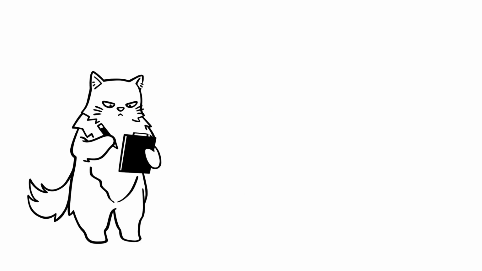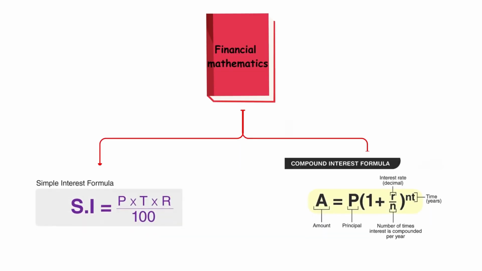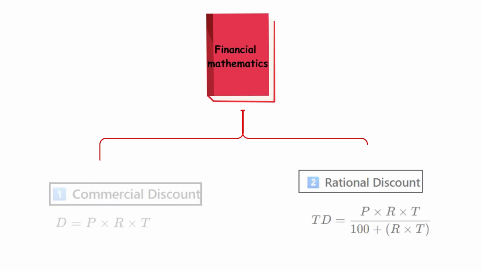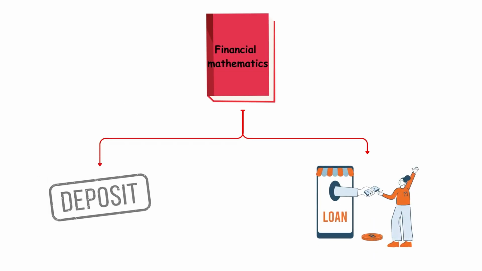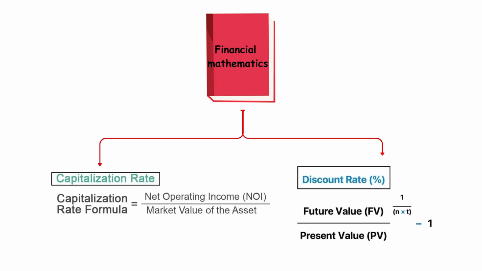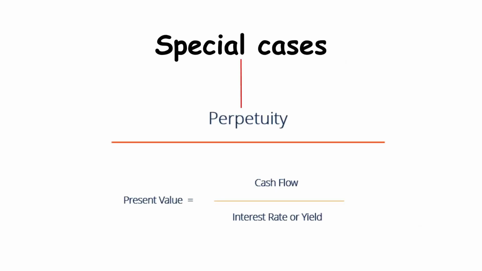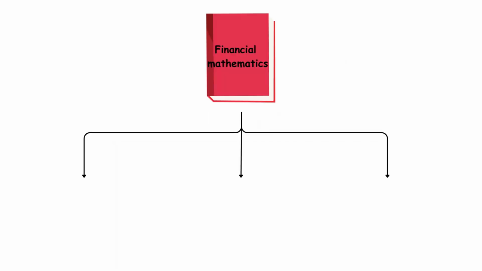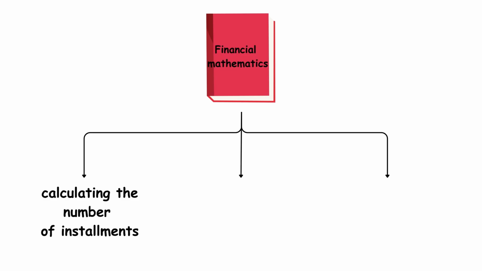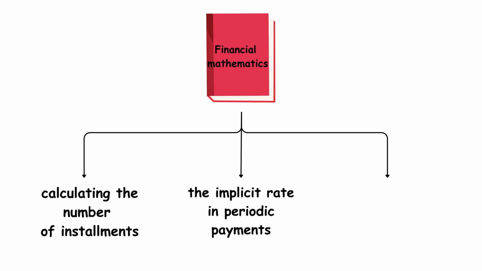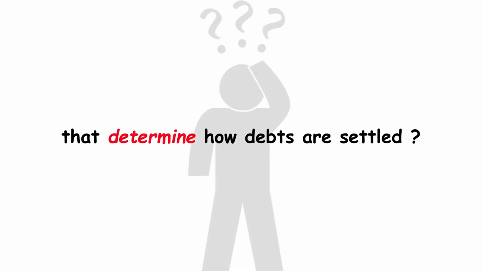As already noted, this field encompasses the study of simple and compound interest, commercial and rational discount, deposit and loan operations, as well as the capitalization and discounting of rents and annuities, including special cases such as perpetuities. It also develops methods for calculating the number of installments or the implicit rate in periodic payments, and analyzes amortization systems that determine how debts are settled.